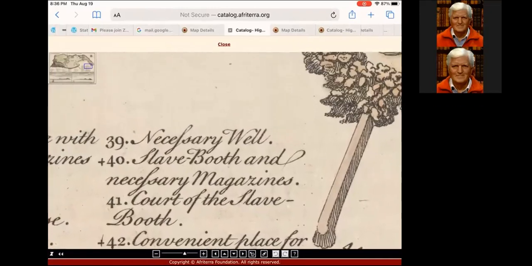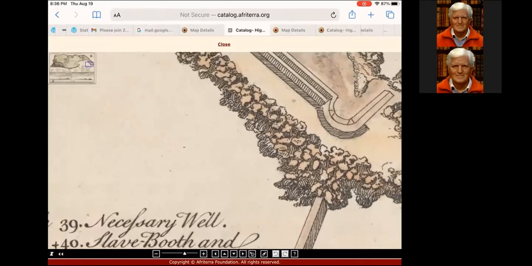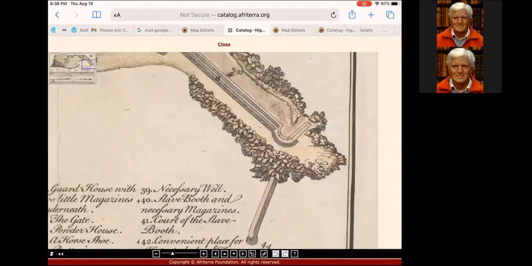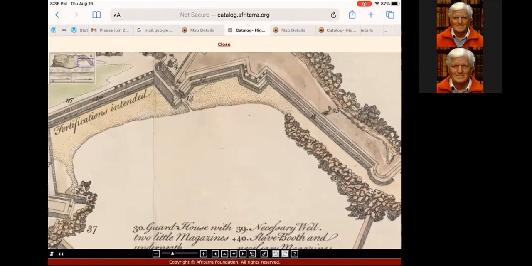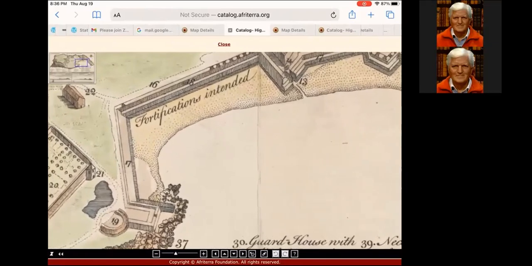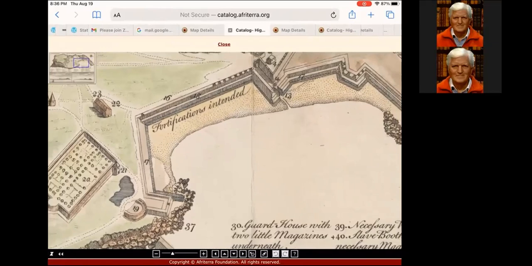Indication of a slave booth, as well as where the troops are staying. And then an indication all along here of fortifications that haven't yet been built, but are intended. Fortifications intended. Very interesting. The English are keeping close tabs on this island because they too would like to occupy it.